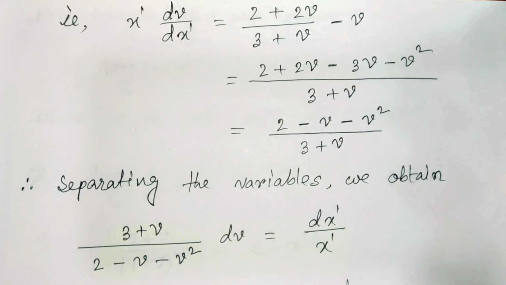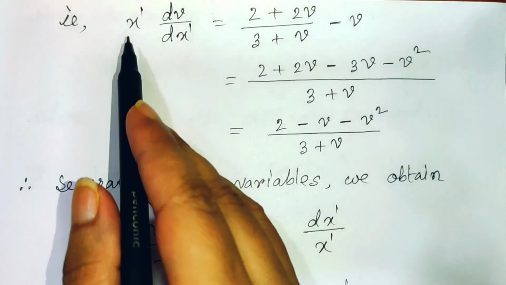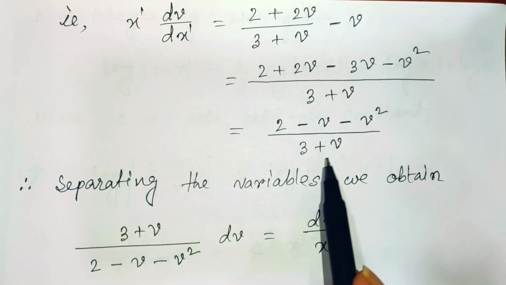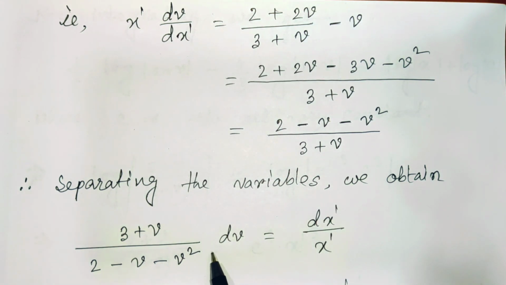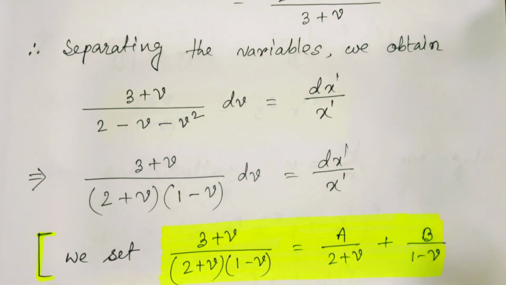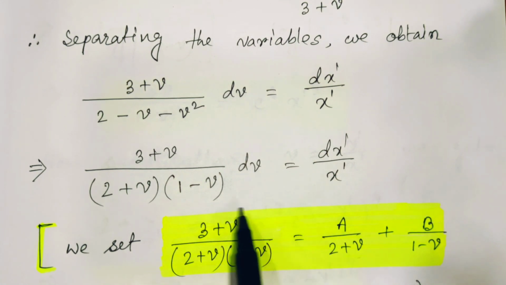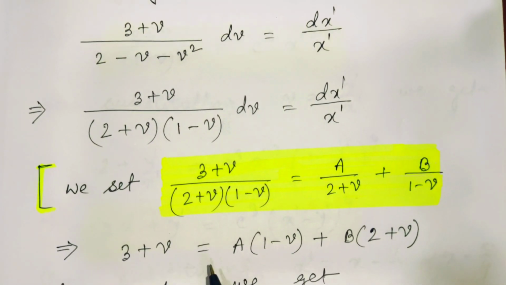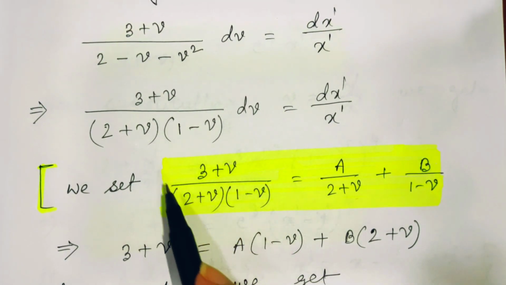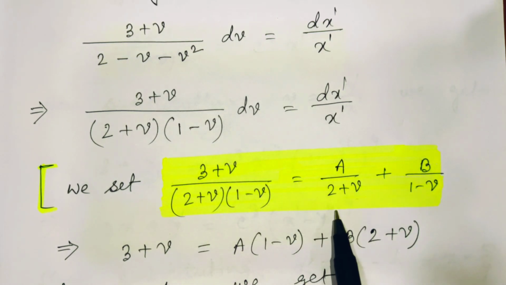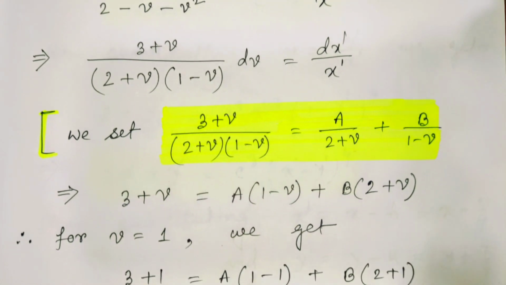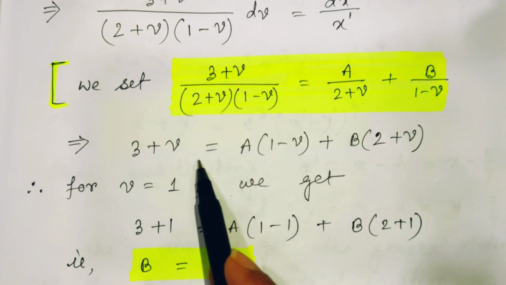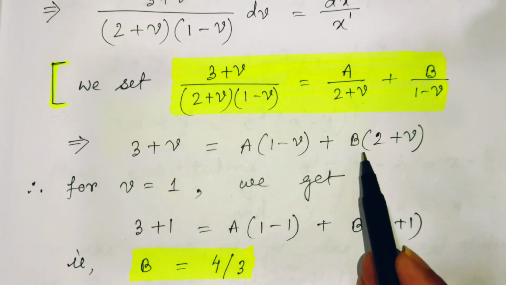So if we now simplify, we find x' dv/dx' = (2 - v²) / (3 + v). We can separate the variables now. By this separation of variables we find this one. Now this one we can't integrate directly, that's why we should break it into fractional form. We know how to break this, but still I do it for you. We can write it in the form A/(2 + v) + B/(1 - v), so that taking the LCM and comparing, we find 3 + v = A(1 - v) + B(2 + v).